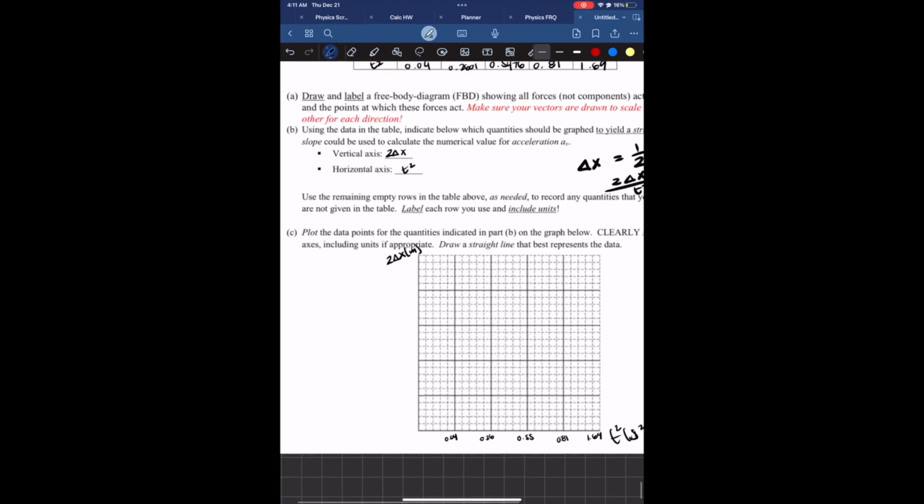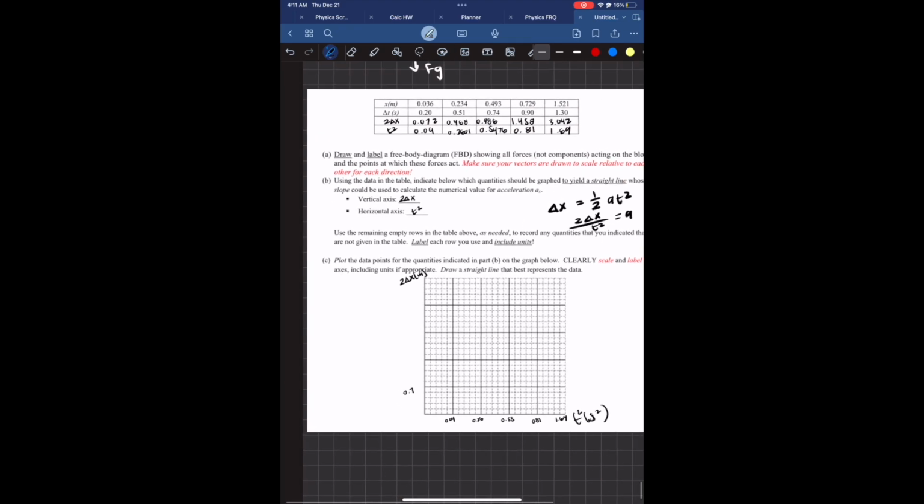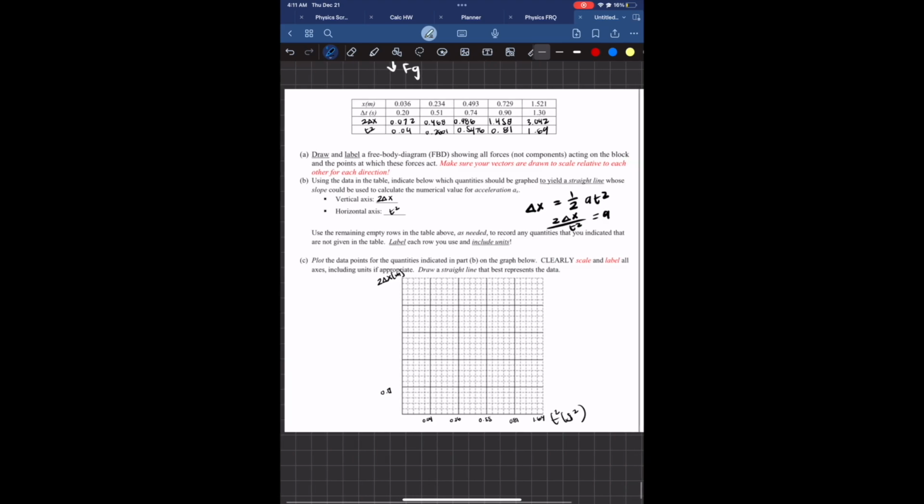And then for the y-axis, I also took the values I had from the table, so 0.072, 0.468, 0.986, 1.45, and then 3.042. And then from there, I just plotted the points on the graph.